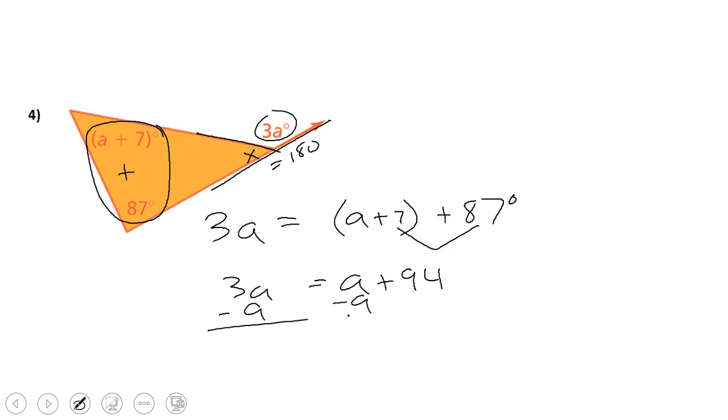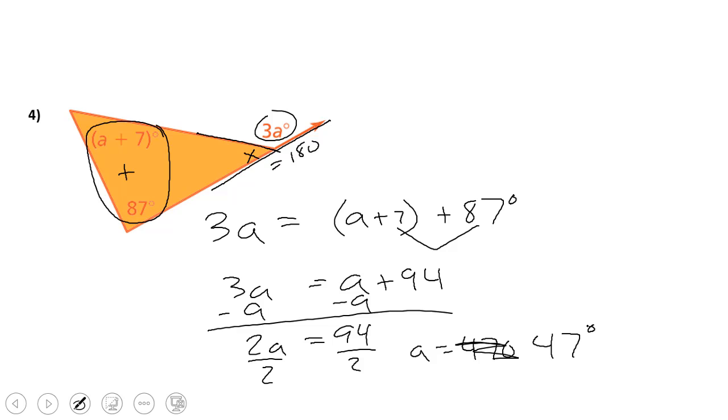This is just solving equations that we did way back in Unit 3. Equals 94. And then when we divide by 2, we get that A is equal to 47 degrees. 47 degrees is A. Well, that doesn't help us. I mean, we know what A is, but that doesn't tell us what the measurement of those two angles are.